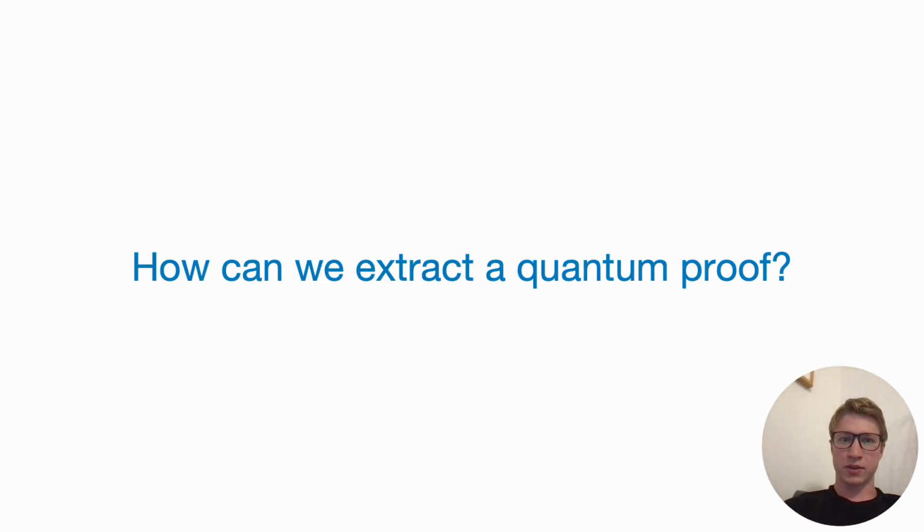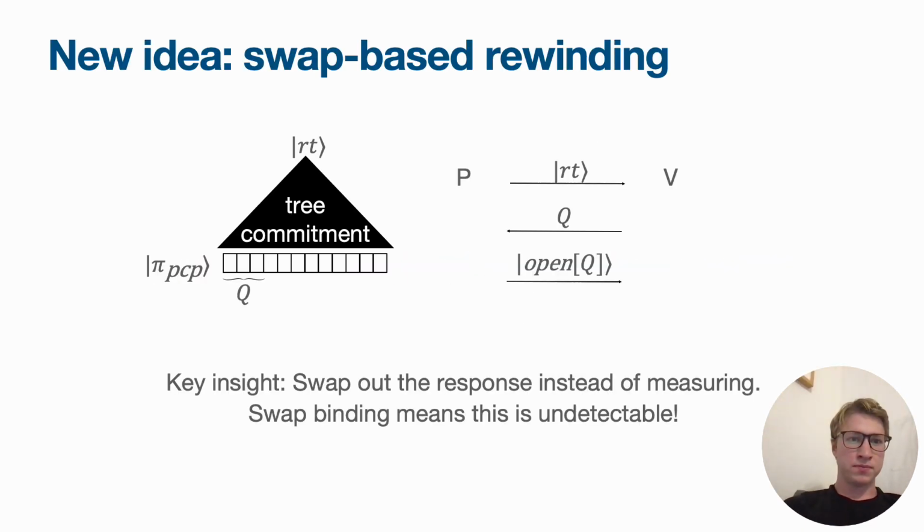So how do we extract a quantum proof? Well, the basic idea is we're going to use swap-based rewinding, which is new to our paper. And the key idea is that instead of measuring the responses, we're just going to swap out the states onto our own register, then we can undetectably record the whole state using the swap binding property of our succinct commitments.